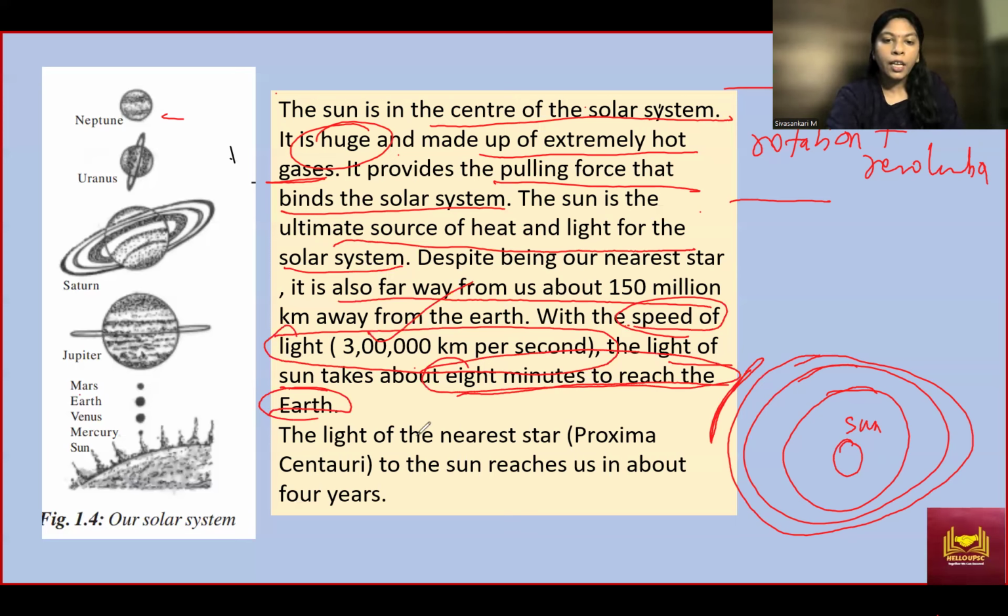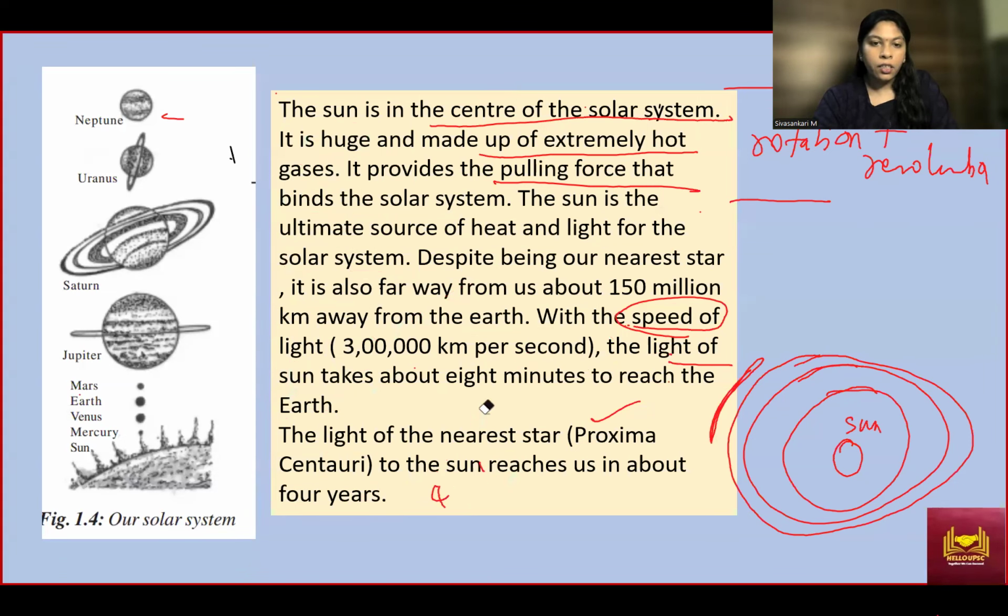Okay. So then we are asking, apart from the sun, which is the nearest star to our solar system, that is Proxima Centauri. Then comes Alpha Centauri, it goes on. Okay. So the light from Proxima Centauri will take around 4 years. Imagine 4 years to reach us. But light from the sun takes 8 minutes to reach Earth. Okay. So this point is important.